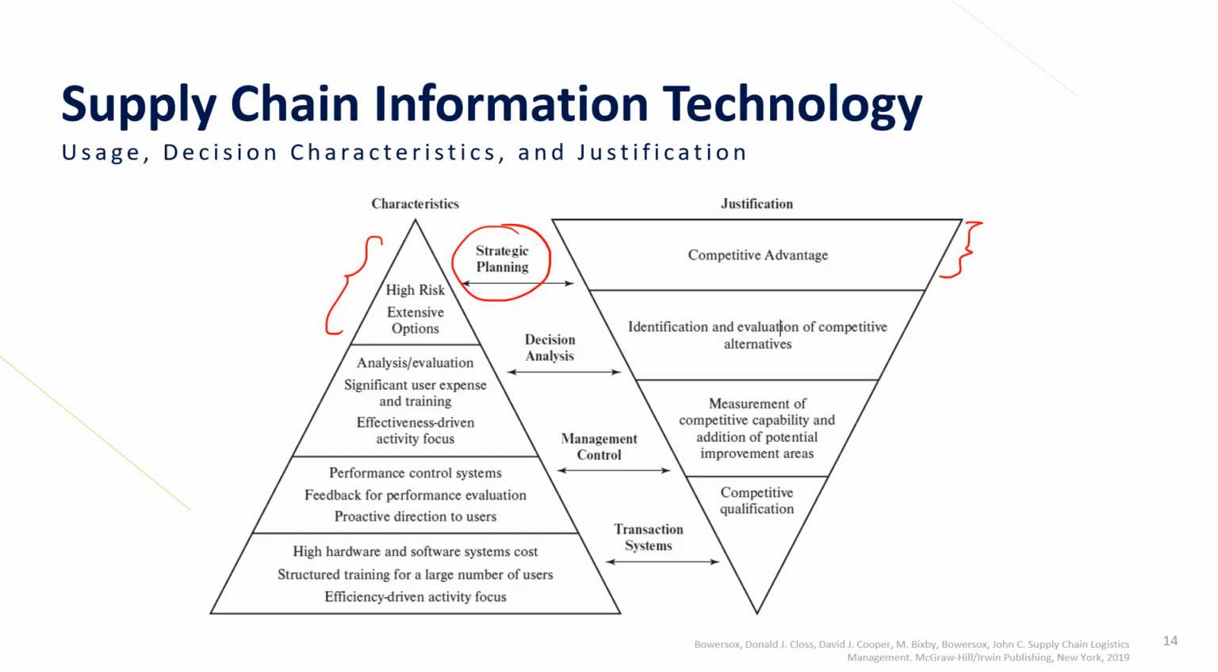Another example, at the other extreme, is transaction systems, which are normally characterized by high hardware and software system costs, an efficiency-driven activity focus, and structured training for a large number of users. The justification for the necessity of this system is to fulfill the competitive qualification of your supply chain. So normally it's a norm system that you should already have in the supply chain. You need to have it in order to qualify, not yet competitive, but at least qualified to take up the challenge.